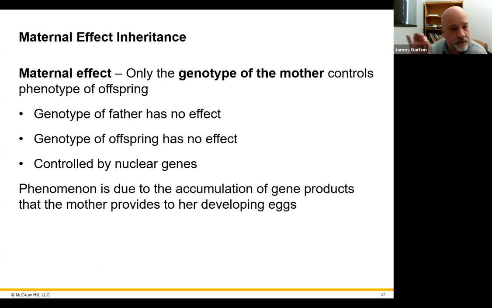And this maternal effect is controlled by nuclear genes. And we can trace that back to when the egg cells are developing. The egg cells will be surrounded by support cells, and these support cells will provide gene products to the egg cells that are developing. And the egg cells that develop will express the RNA they get from the surrounding, quote unquote, nurse cells.